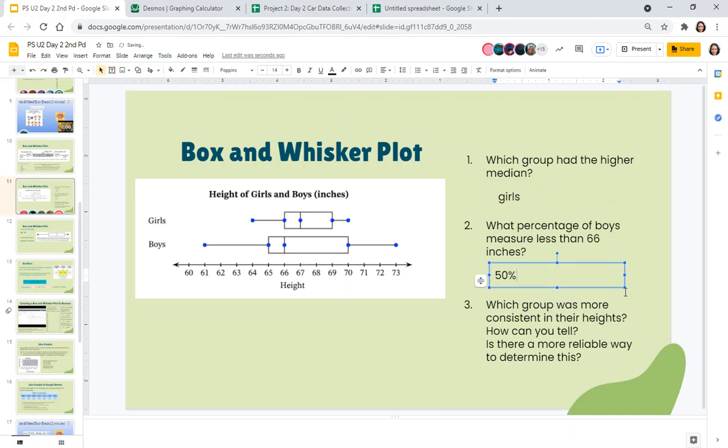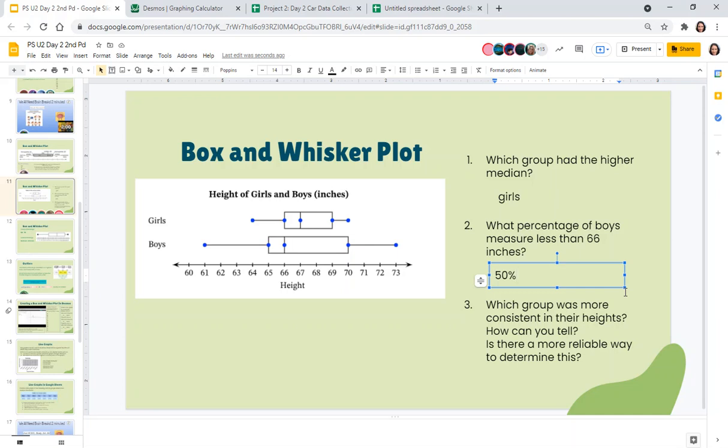Which group is more consistent in their heights? That's the first question. Which group is more consistent in their heights? Raise your hand if you think the girls are more consistent. All right, raise your hand if you think the boys are more consistent. So we had some votes for girls. Raise your hand if you can explain how you can tell the girls are more consistent. I see one hand, two hands.